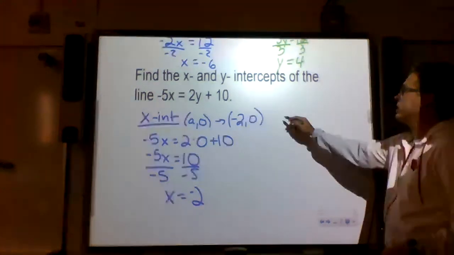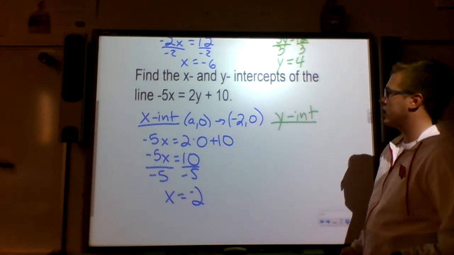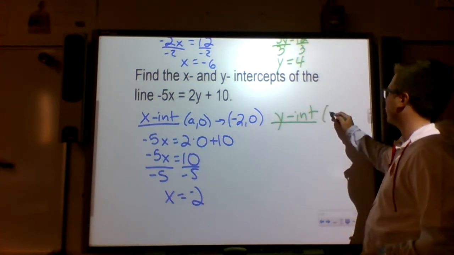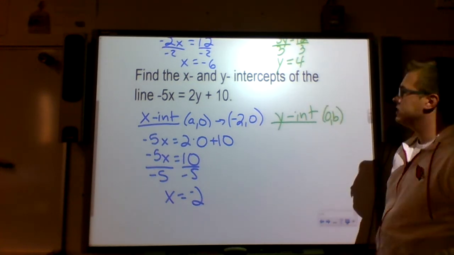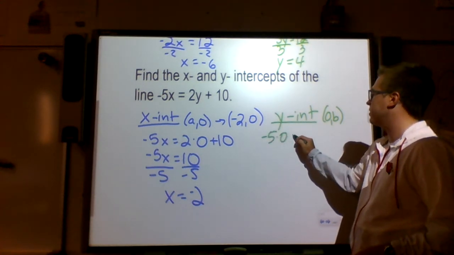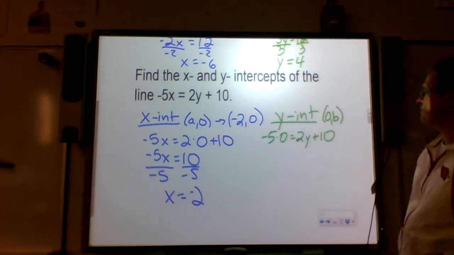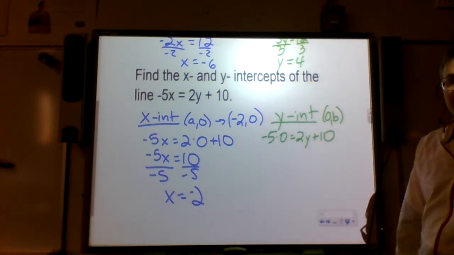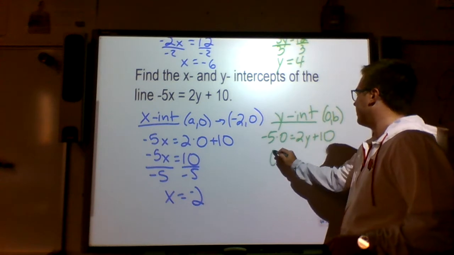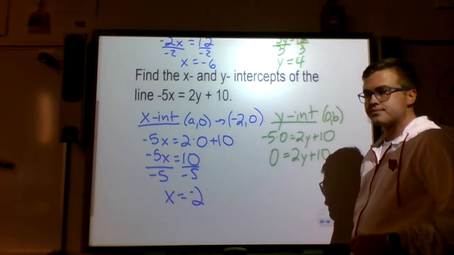All right, now looking for the y-intercept. So I'm looking for (0, b). So I'm going to plug in 0 for x. Negative 5 times 0 equals 2y plus 10. Well, negative 5 times 0 is 0. So 0 equals 2y plus 10.